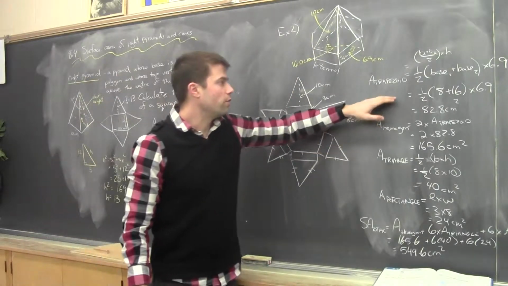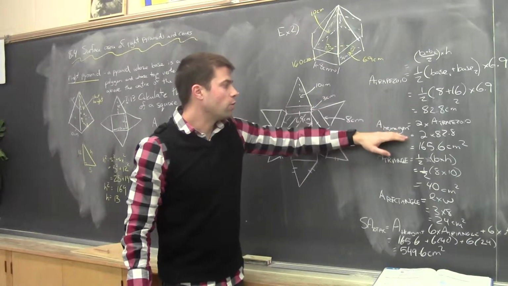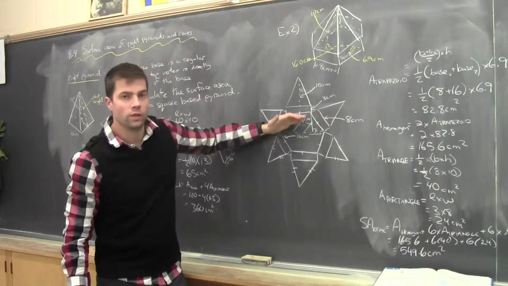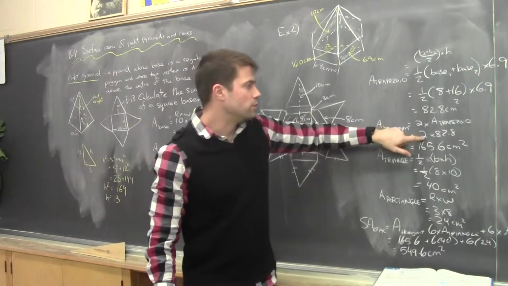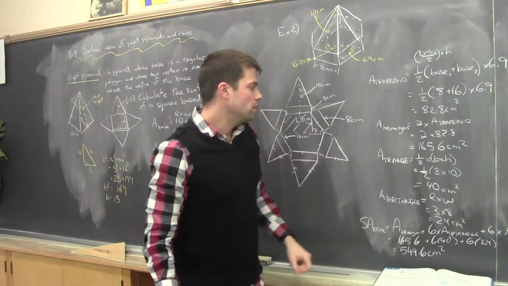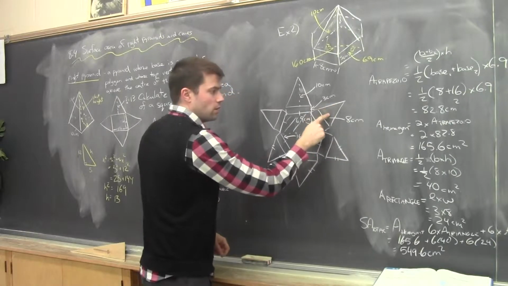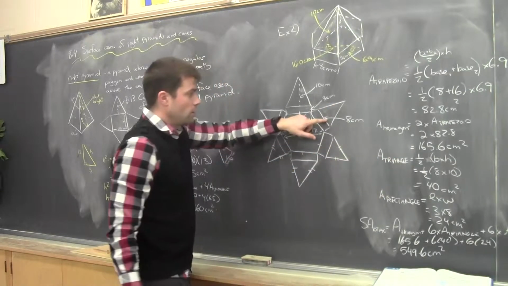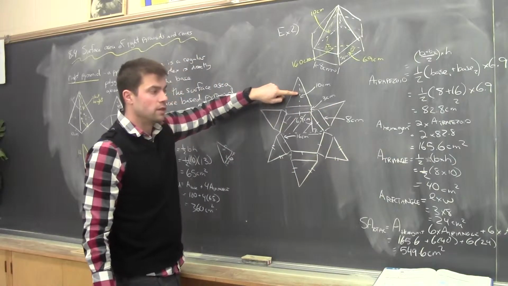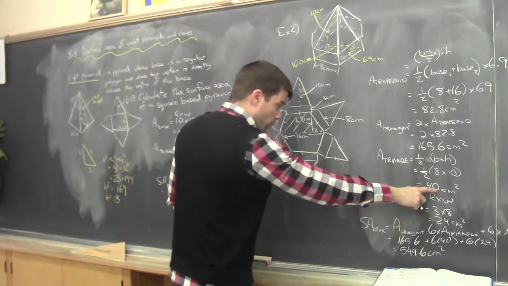Okay, once we get the area of our trapezoid, we know our hexagon is 2 of those trapezoids. It's mirrored. So we times it by 2. So that 82.8 times 2. Finally, we're going to find out our area of our triangle, which is this piece here. It's just 1/2 base times height. We know the base is 8, and we know the height is 10. So that's easy enough. We get 40 for the triangles.